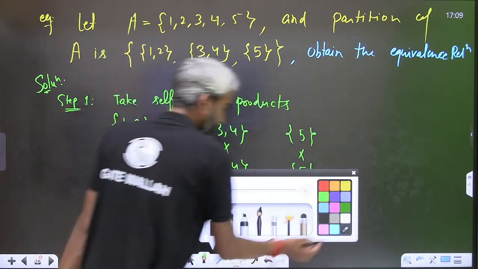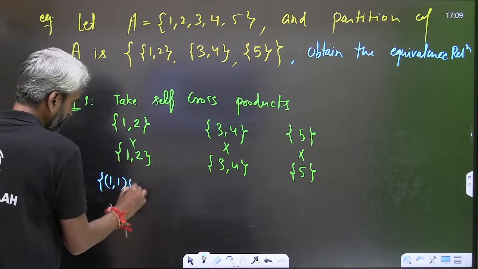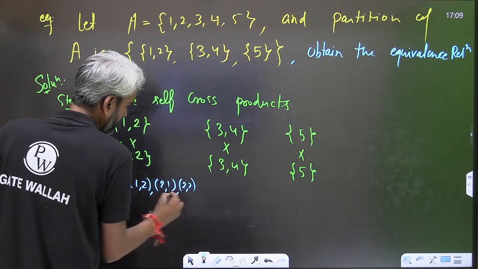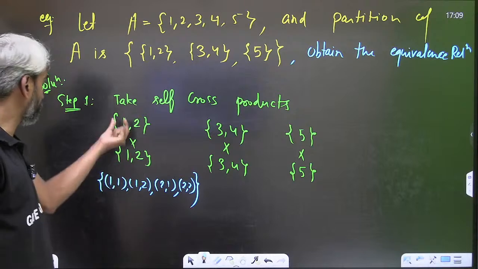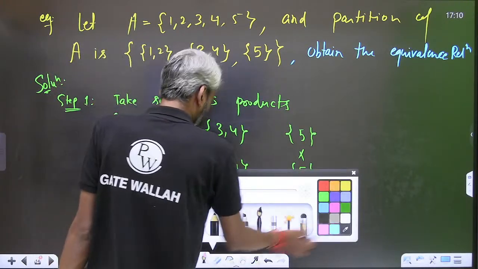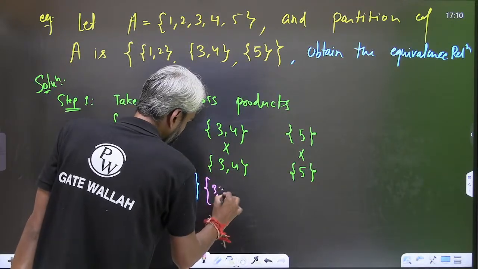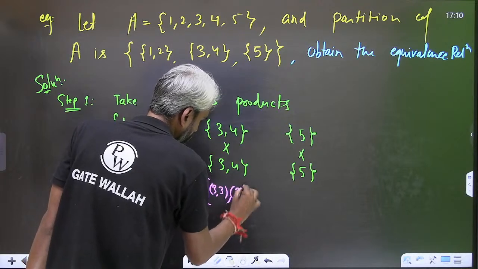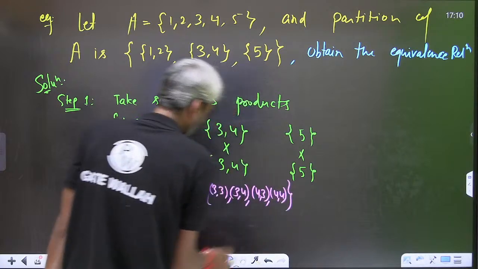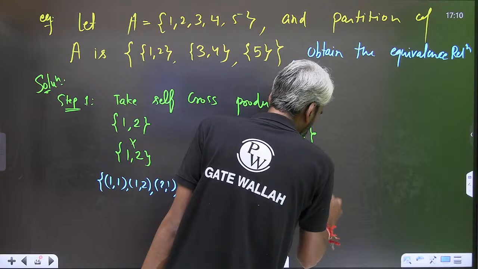So what will be the result? If I take the cross product of {1, 2} with {1, 2}, I'll get 1 will relate with 1, 1 will relate with 2, 2 will relate with 1, 2 will relate with 2. This is the self cross product of {1, 2} with {1, 2}. So what will be the self cross product of {3, 4}? So it will be the same. Finally, take the self cross product of {5} with {5}, that will be (5, 5).